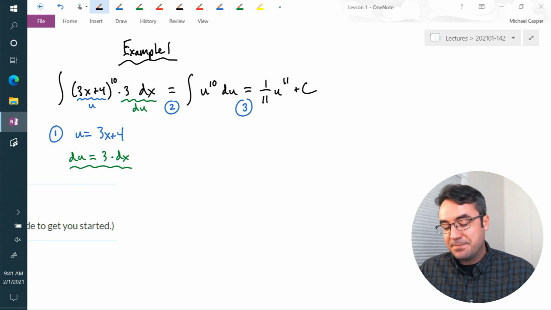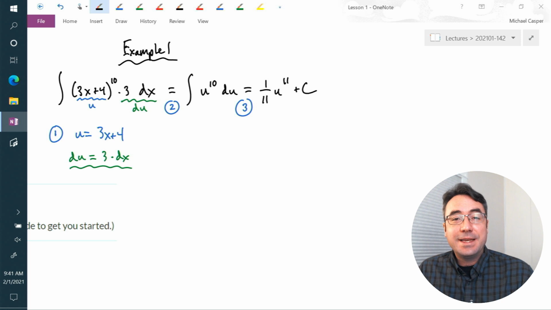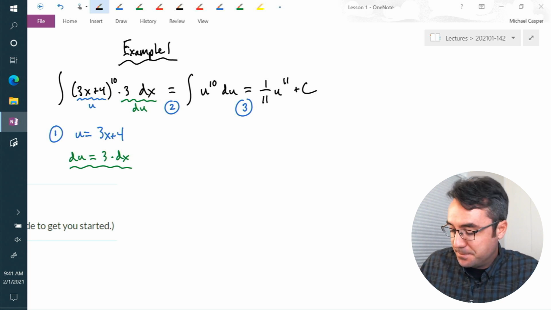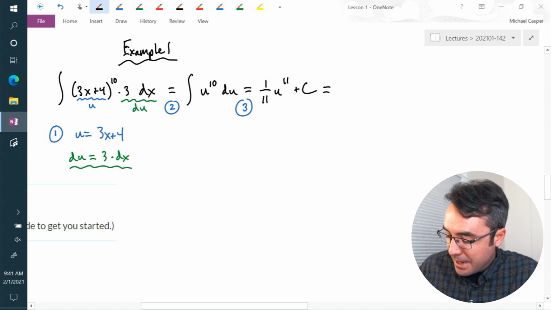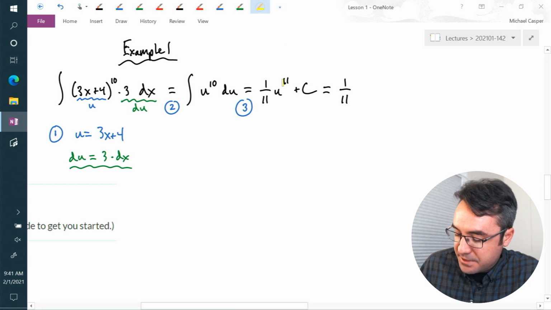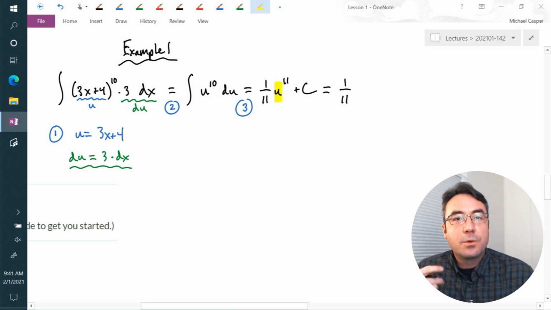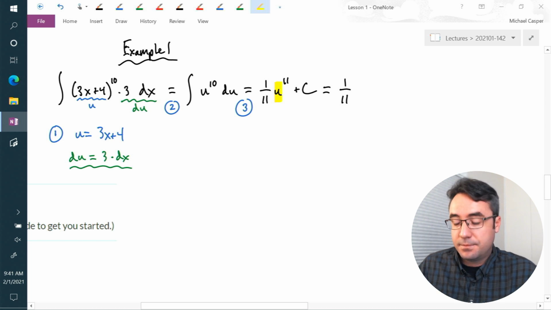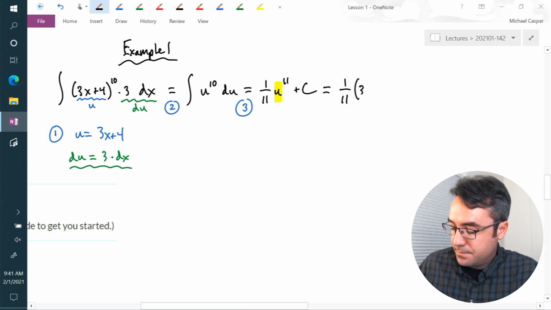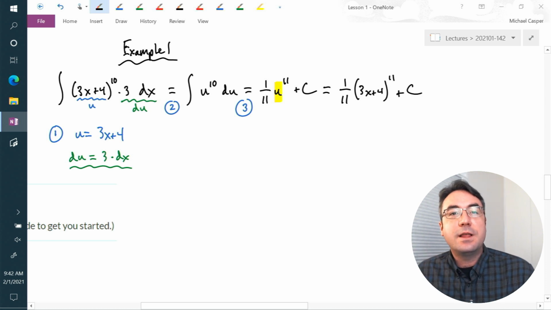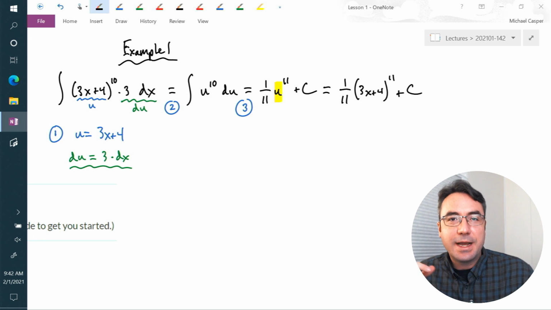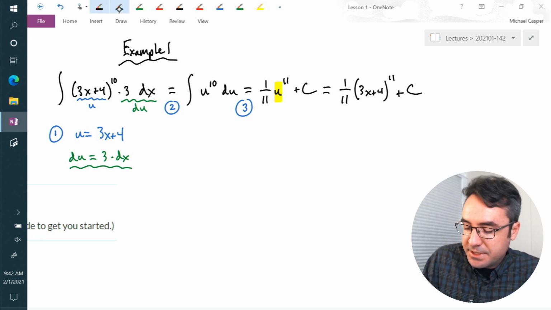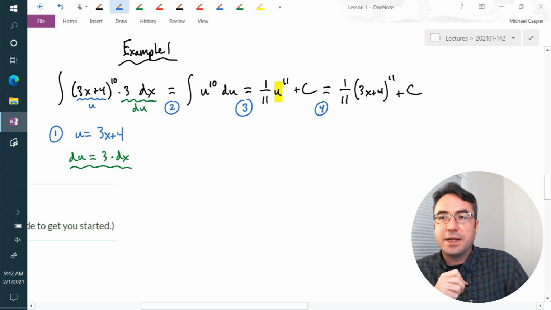And then once we have that, the last step, step 4, is to convert back to the original variable. So we're going to convert back, and wherever we see a u, I see one right here, we're going to replace that with 3x plus 4. So we end up with 1 over 11 times 3x plus 4 raised to the power 11, and then our arbitrary constant, plus c at the end. And that's really step 4 of the integration substitution rule process here.